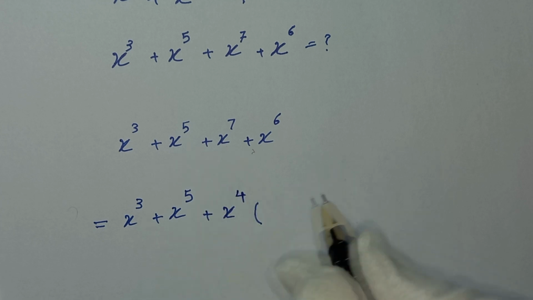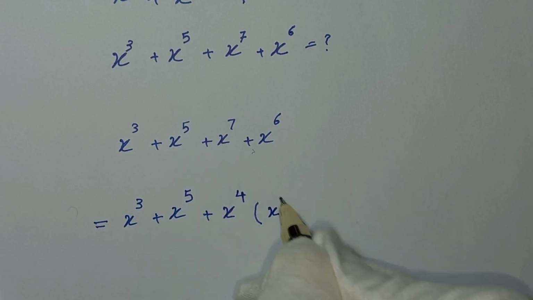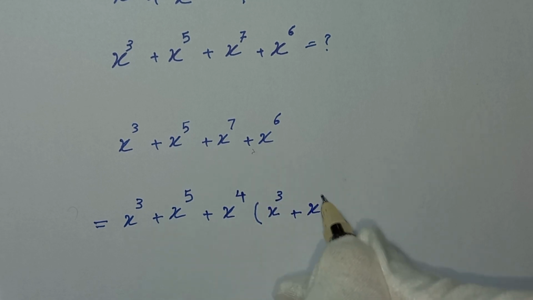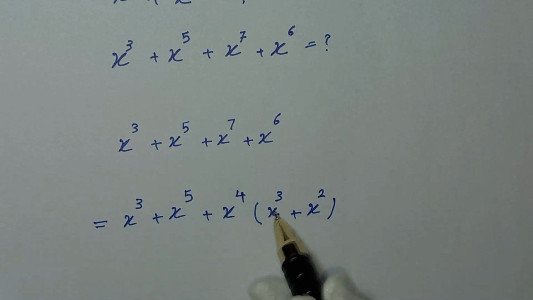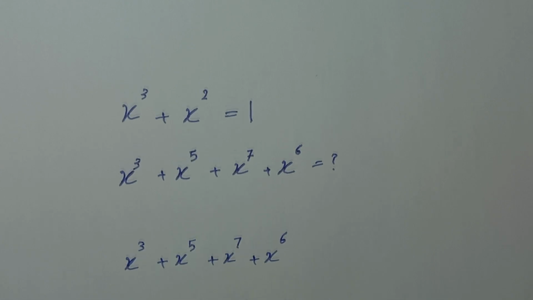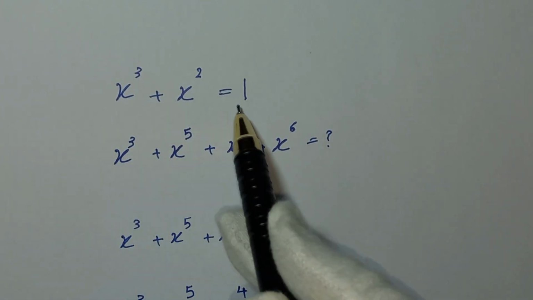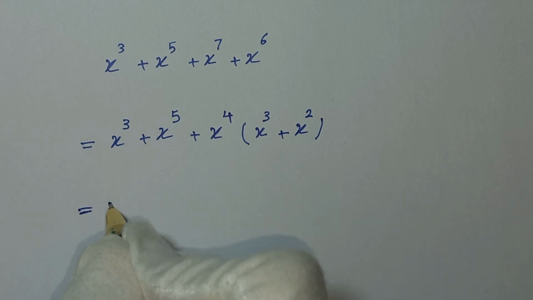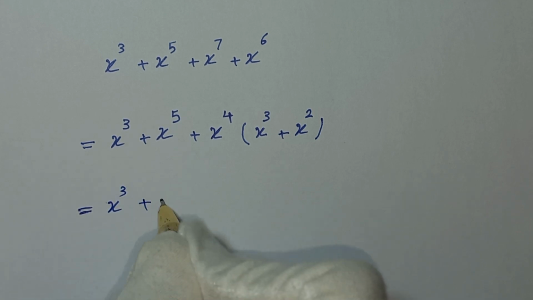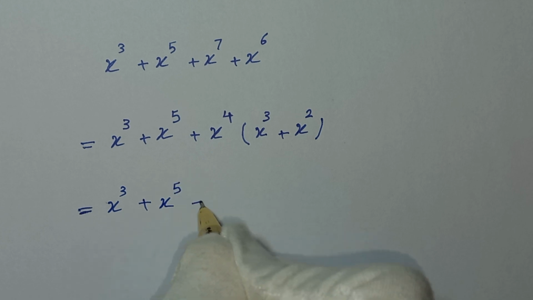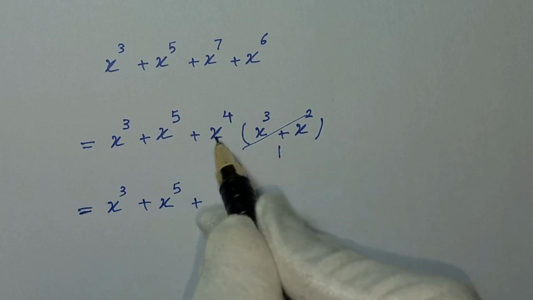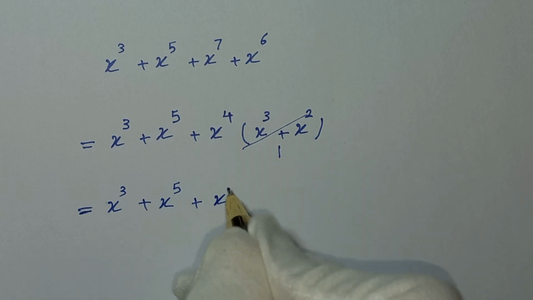This divided by this is x to the power of 3, and this divided by this is x to the power of 2. From here we have x to the power of 3 plus x to the power of 2, and this is 1, so it will be x to the power of 3 plus x to the power of 5 plus this is 1, so this is 1, and 1 times x to the power of 4 is x to the power of 4.